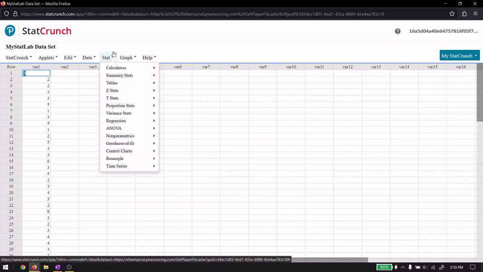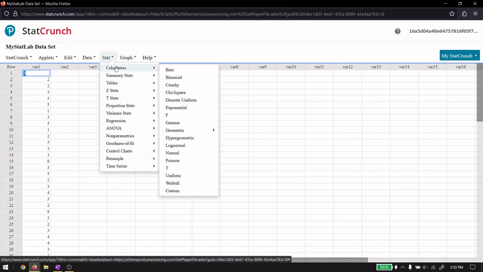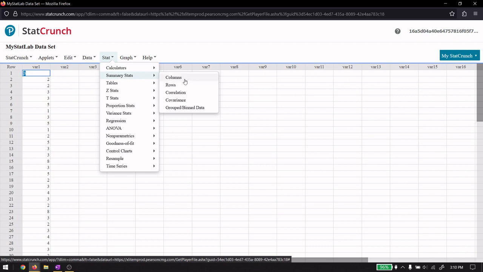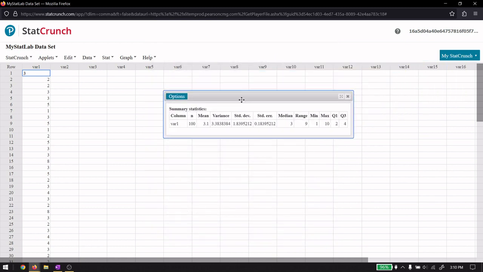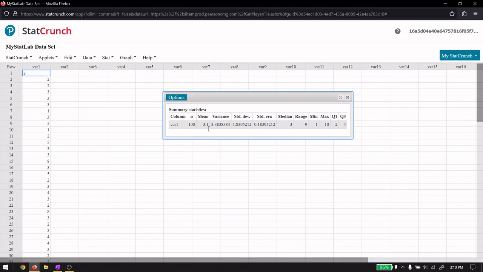For this, we can go Stat, Calculator, or I should say Summary Stats, and Columns. What this allows us to do is take data in a column and find whatever we want. We can find how many there are. It's going to be 100 for n. It's going to find us the mean, the standard deviation, variance, median, all that kind of stuff. If we compute that, here we go. It calculates all that immediately.